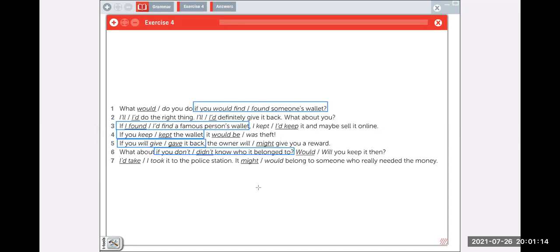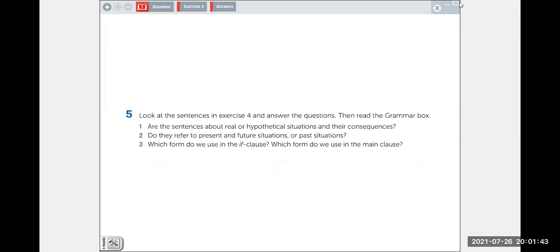And in the other clause, we use would, could, may, or might, right? As we have here, might. We have here would. Do we have any examples with could here? I guess we don't have, right? Examples with could. Okay. So let's continue.